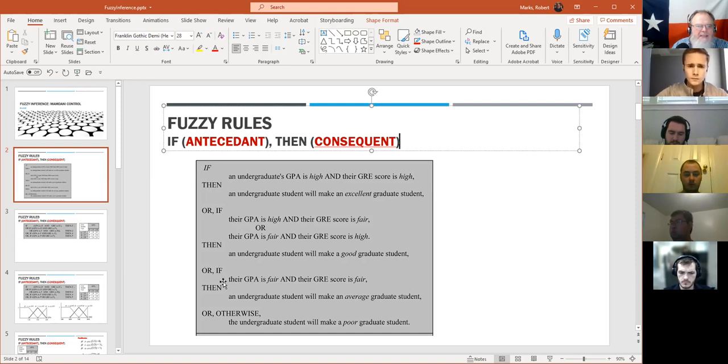So the next fuzzy rule is as follows: and notice all of these are mutually exclusive, right? You can't have one and have the other. You have to fall into one of these categories. Or if their GPA is fair and their GRE is fair, then an undergraduate student will make an average graduate student, or otherwise the undergraduate student will make a poor graduate student. So look at those. Don't those make kind of sense in a fuzzy variable sort of idea? We're explaining the criteria that we would put if we went to an expert.